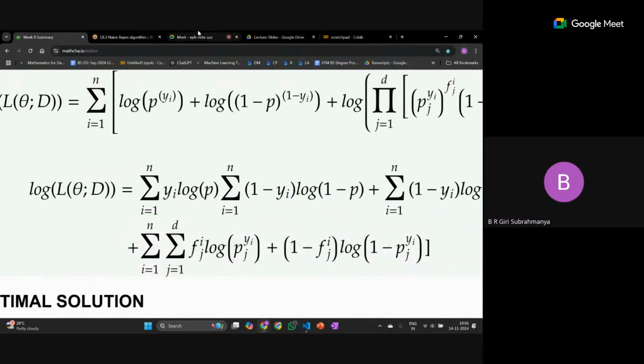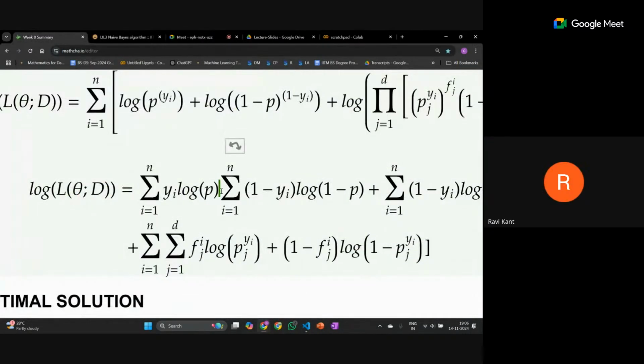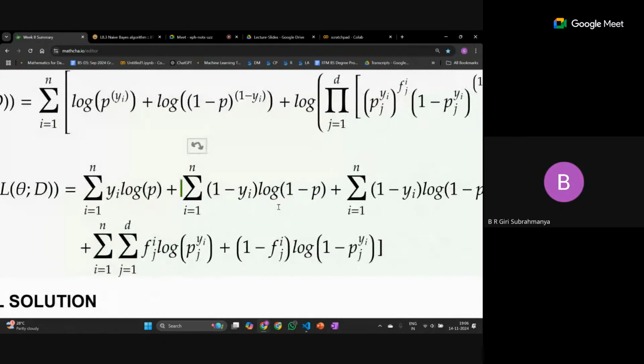Hey, are the steps clear till now? It's clear. Let's pause if we are not getting anything in between.